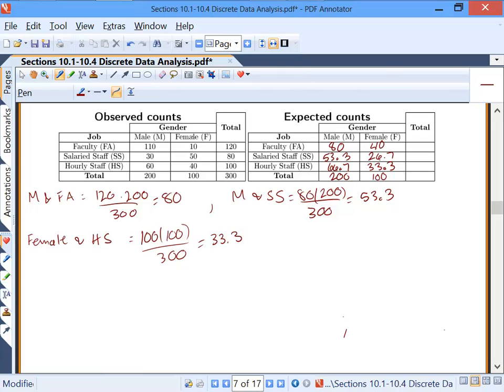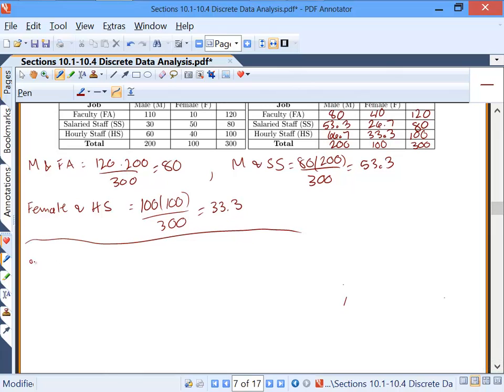Accounting for rounding, sometimes you might be off a little on your rounding. Okay, so 80 and 40 should still put me back at 120. 53 and 26, and add 1 for the decimals, puts me back at 80. 66.7 and 33.3 puts me back at 100. And my grand total, no matter which way I add it, should be back to 300. And so, again, make sure your totals match up with what they were before to check your work. Okay, so that was how you found your expected counts.